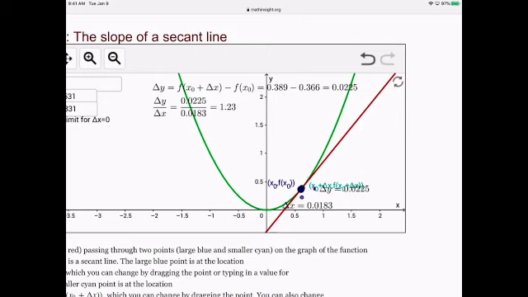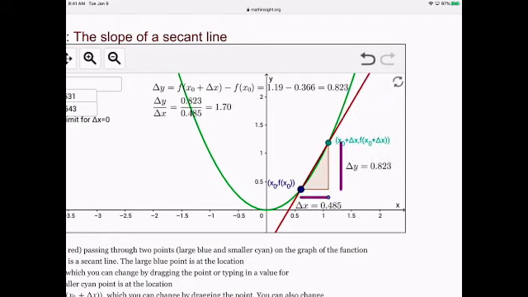This is how limits came about, because they're trying to find the limit as the change in x became 0. The change in x got smaller and smaller because those 2 points were getting closer and closer together. So they call that finding the limit as the change in x approached 0.